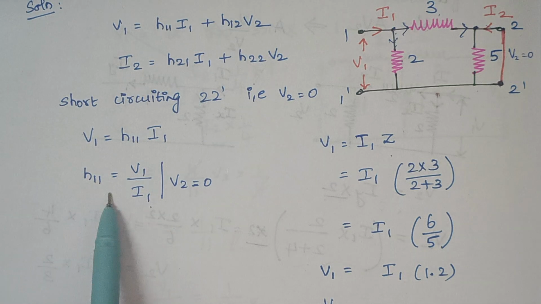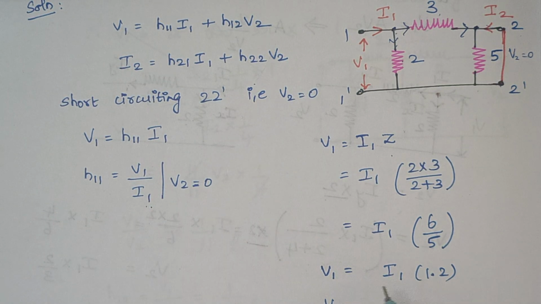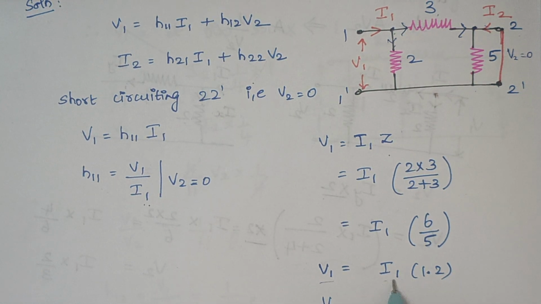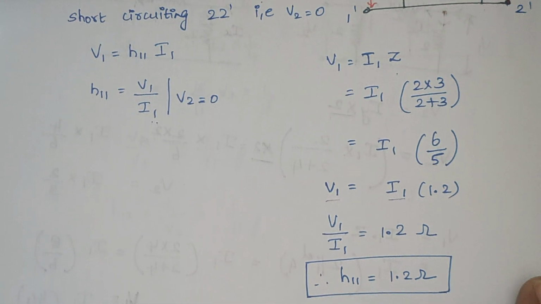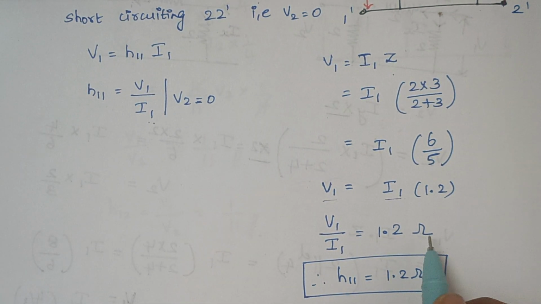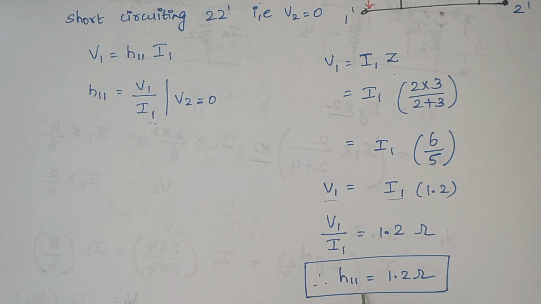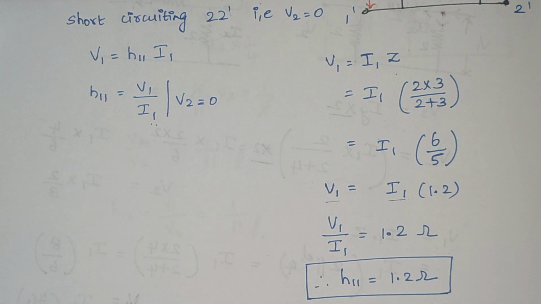So what is H11? It is nothing but the ratio of V1 by I1. So here I have V1, here I have I1. So when we rearrange V1 by I1, we end up with 1.2 ohm. Therefore, H11 is 1.2 ohm. Now, we are going to find H21.